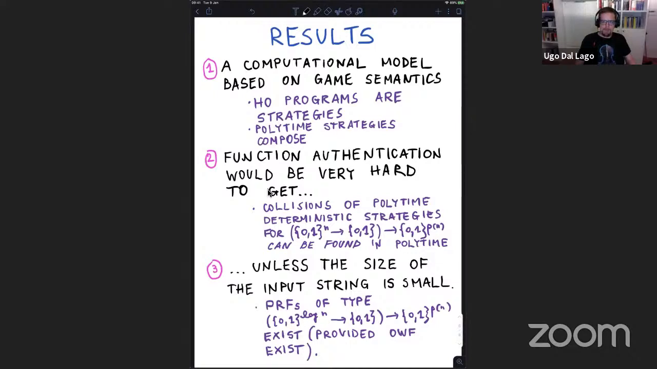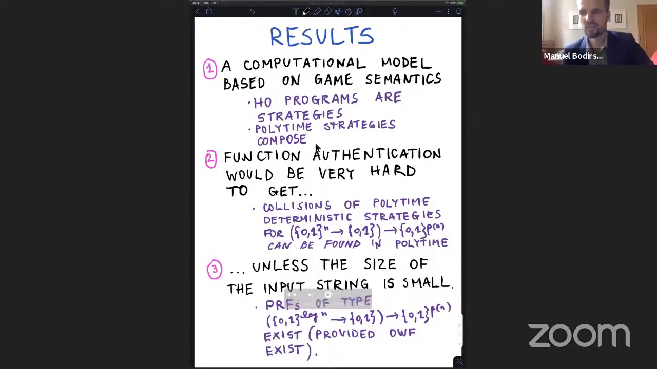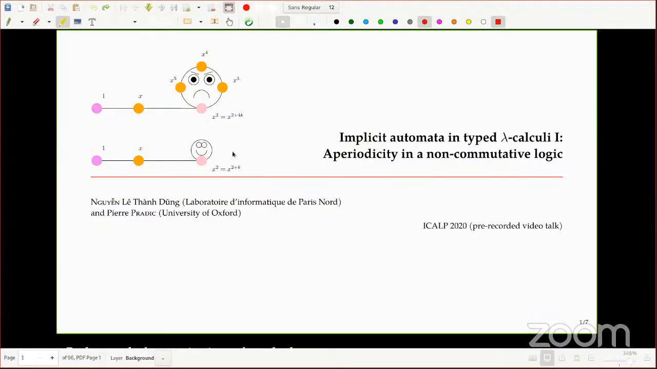Okay. Yeah, thank you very much. So then we proceed with the next paper. I think Pierre is presenting it. The paper is called Implicit Automata in Typed Lambda Calculus, Aperiodicity in a Non-Commutative Logic. Hi, can you hear me? Yes. Hi, Pierre. Super. I'll just share my screen. Oops. Okay. Can you see my screen?